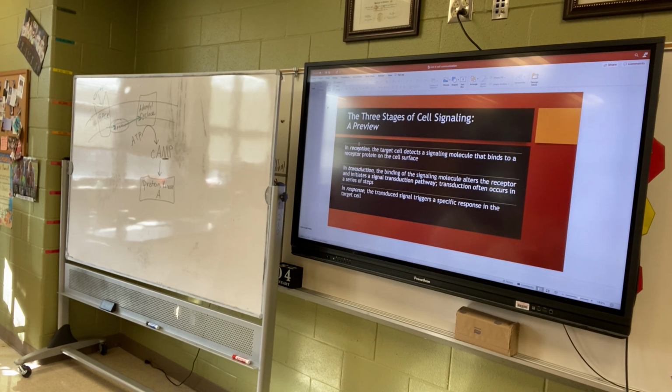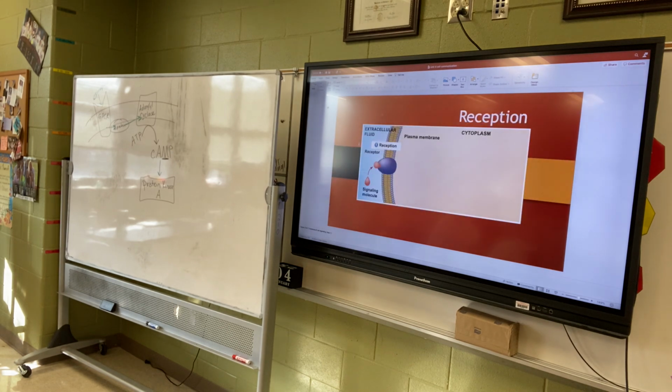So we know that the 3 stages of cell signaling are reception, transduction, and response. So here you can see reception, transduction, response. Now, I want to make sure, because I showed you this using a G protein coupled receptor, the proteins involved in G protein, the starting proteins, are all embedded in the membrane, but that doesn't always have to be the case, okay?